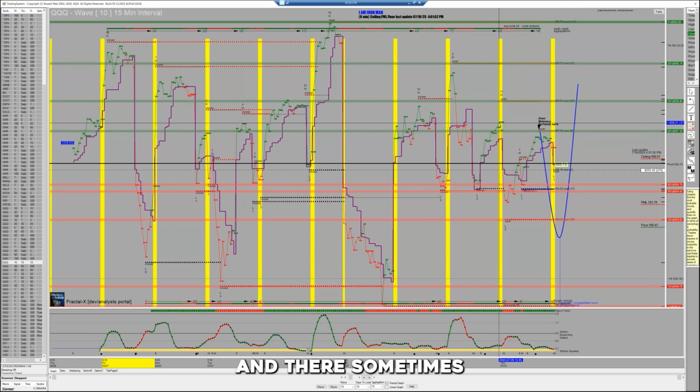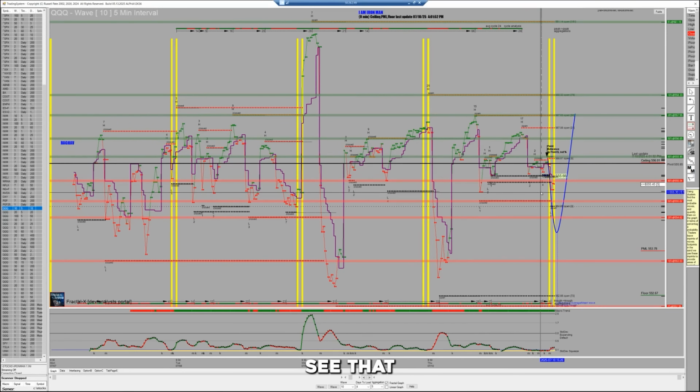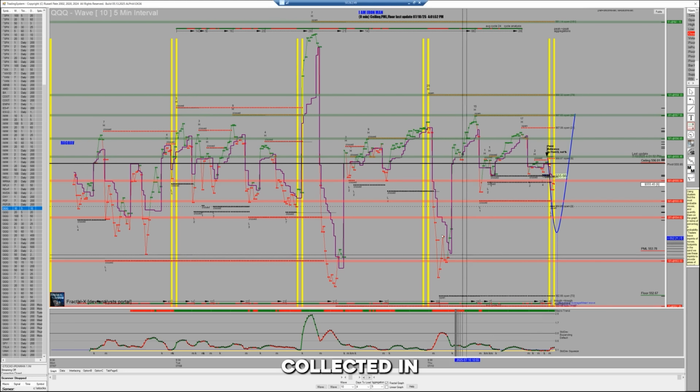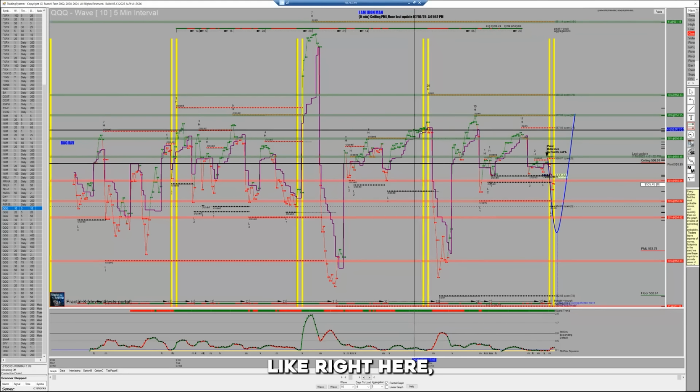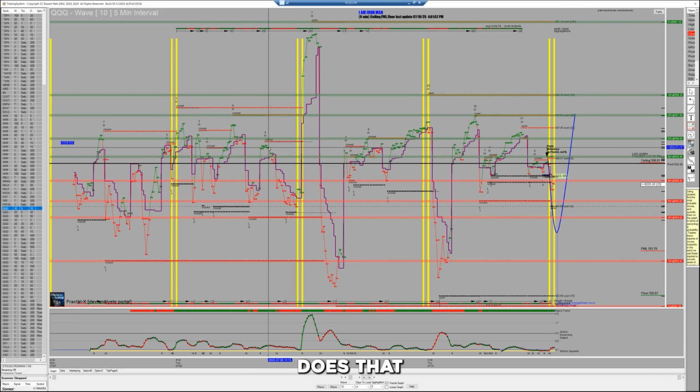Sometimes you see that, let me use a lower time frame maybe. When you see that some of these dots are collected in one place, like right here, a lot of volume is congested in one place. It means that the market is preparing for a sort of reversal. So when there's a lot of closing candles that have a lot of squares very close together, we can expect a reversal, and we saw it. Same is right here. Does that make sense?